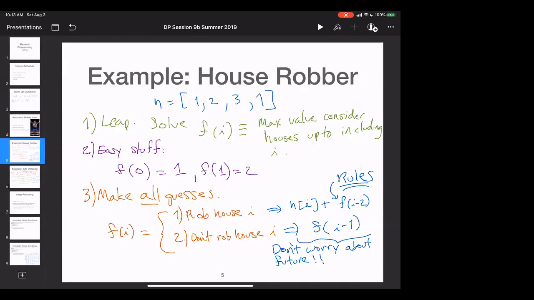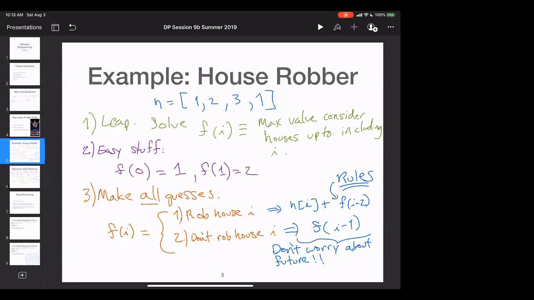And the other choice is not to rob the house i, in which case I don't get the house i value. I just get whatever, and now I don't have to skip the previous one. I just get whatever up to and including the previous one. And again, I don't know how. So those are the 3 phases.